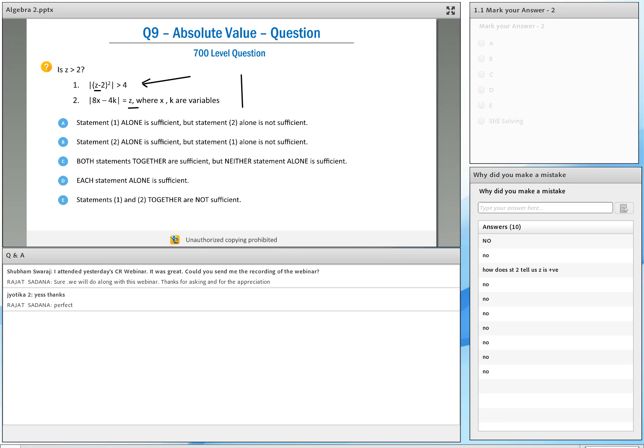Okay, let's see who has a question. Kriti says, how does statement 2 tell us that z is positive? Because it tells us z is 0 or positive. Why? Because z is equal to the absolute value of something. An absolute value of something, as we saw in the last question, is always either 0 or positive.